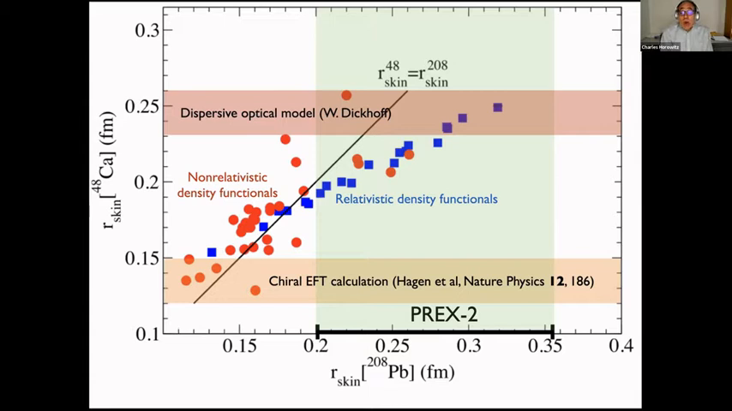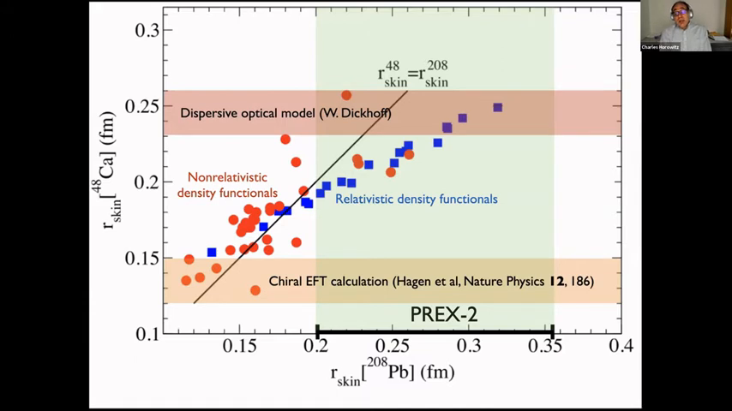Let me mention one microscopic chiral effective field theory calculation. This is the band at the bottom by Hagen et al. This is a coupled cluster calculation, and it predicts a very small neutron skin for calcium-48. And they claim the complete error bar is the brown region as shown.